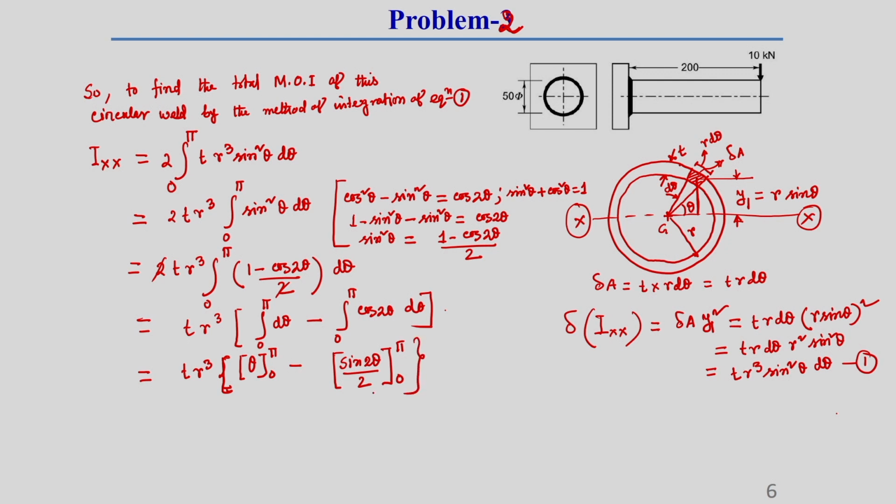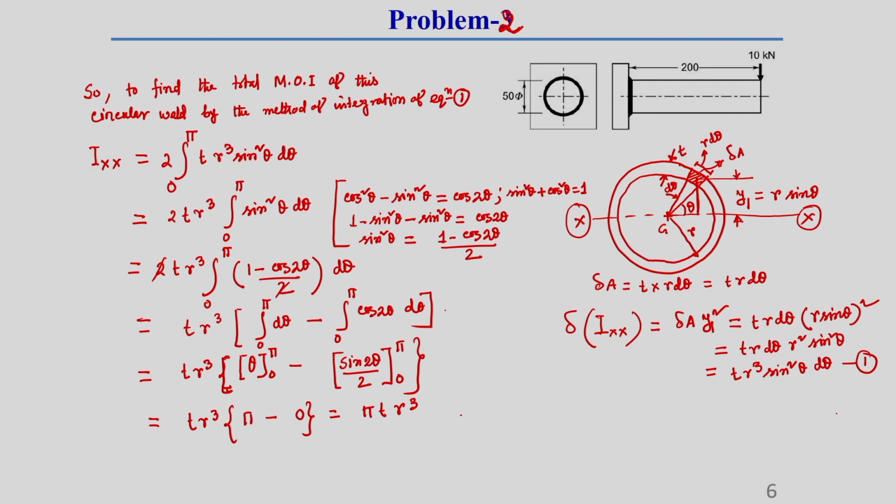Okay. Now, here t r cube, for this theta we get pi, and for sin 2 theta from 0 to pi it will be 0. So, pi t r cube is equal to the I x x of this full weld, or we can say I x x of this annular fillet weld. Okay. So, I have already calculated this I x x value. So, we can easily find out what is this sigma b. Now, I x x is known to us.